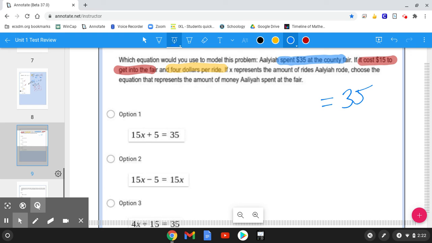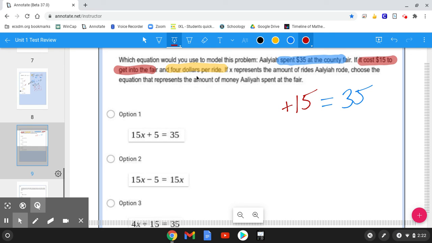And then it costs $15 to get into the fair. Is that a one-time fee or does that happen multiple times? Well, she only goes into the fair once, right? And I'm assuming if you leave, maybe you get a bracelet, you only have to pay $15 once to get in. So that 15 sits all by itself. We don't need to multiply it times anything.